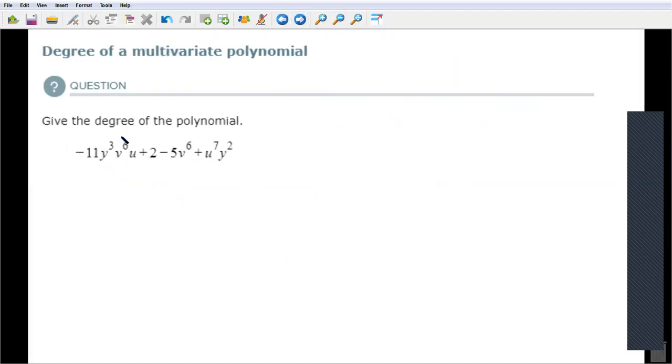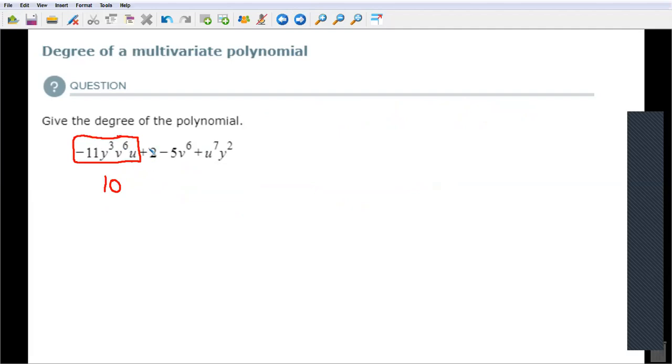So let's take a look at this one. This one's kind of similar. This is the first term right here. This has a degree of 3 plus 6 plus 1. Keep in mind that if it's just u or just x or just a variable, there actually is an exponent of 1 there. So what we're going to do here is add 3 plus 6 plus 1, and that's going to give us 10.